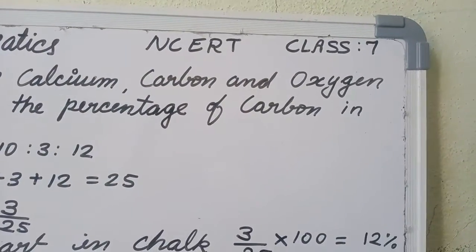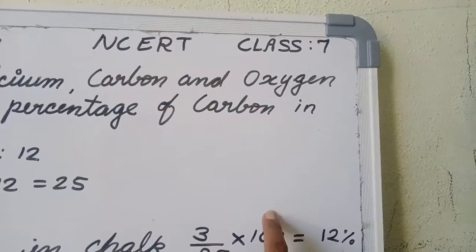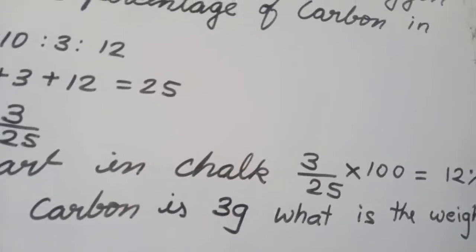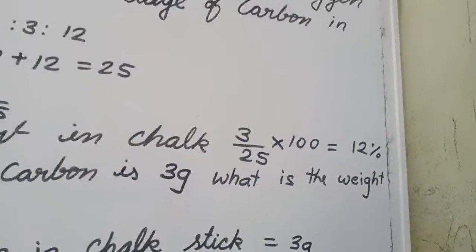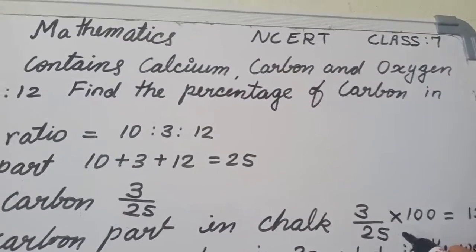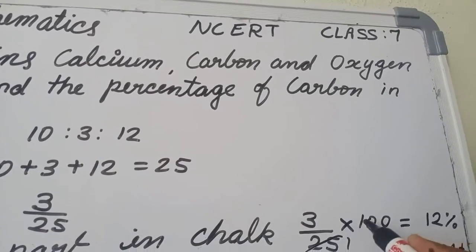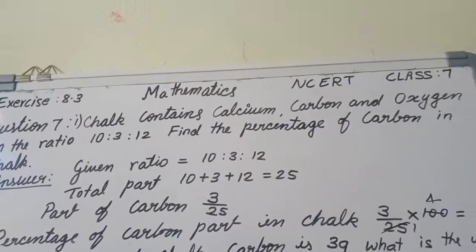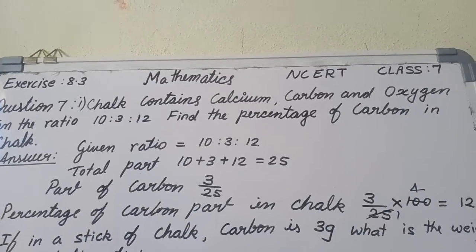So 25 ones are 25, 25 fours are 100, 4 threes are 12, you are going to get the answer 12%. Dear, here the main thing is that you can simplify: 25 ones are 25, 25 fours are 100, 4 threes are 12%. So let us go to the sub question.